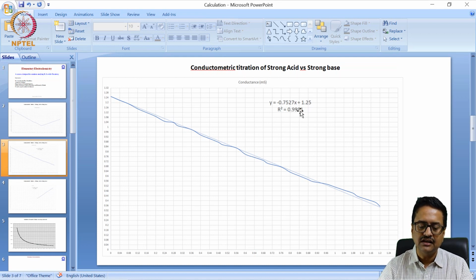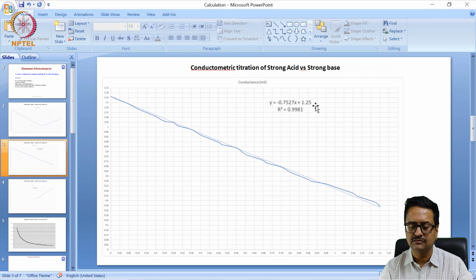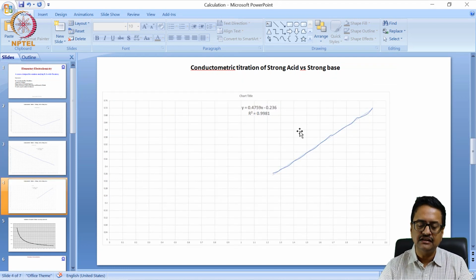So, with that, this is my equation y equal to mx plus c for the points before the equivalence point. I have taken the line after the equivalence point, which is showing a steady increase in the conductance, and in the same way I have drawn a best fit straight line using these data points, and again the R square is 0.998, which is again a good fit.